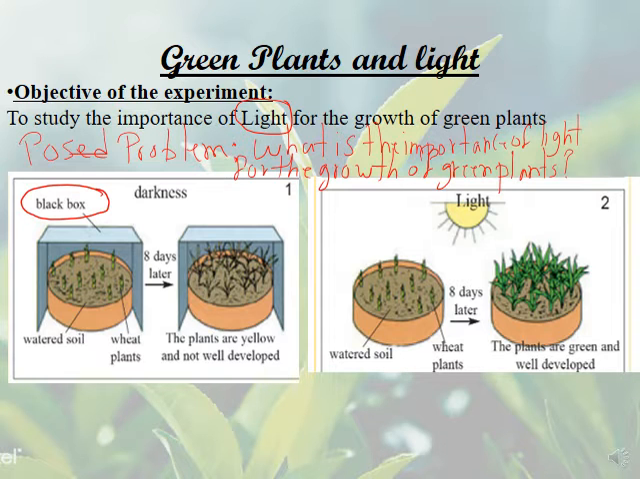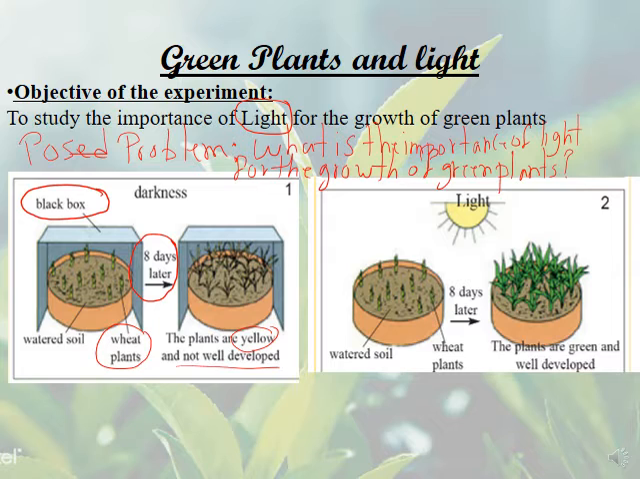Here we have wheat plants, and we watered the soil normally. We have CO2 and everything is okay, except that we don't have sunlight. After 8 days, so here we have a duration. In addition to the conditions, we have the duration, 8 days. The plants, they are yellow and they are not well developed.